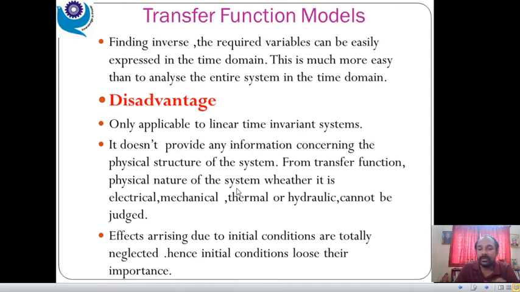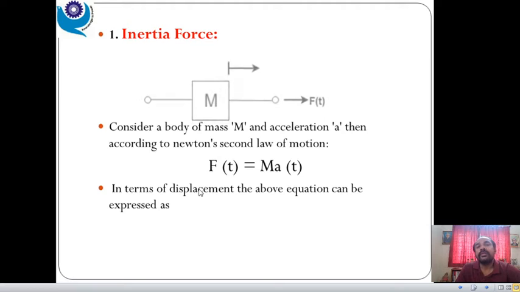Fine. Effects arising due to initial conditions are totally neglected. If we neglect the initial conditions, the importance of that will be lost over here. So this is again the disadvantage of transfer function models, right? Move to the next one.